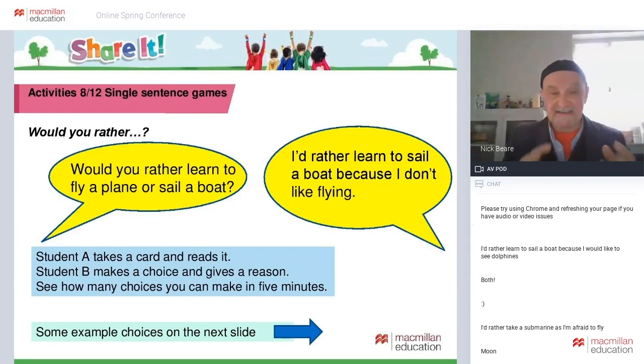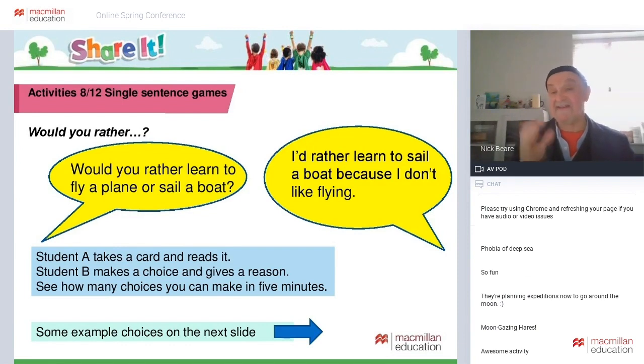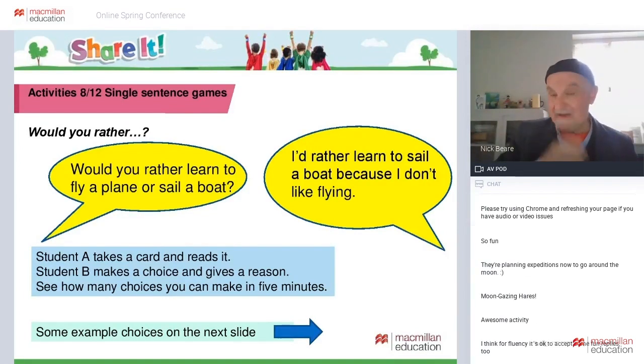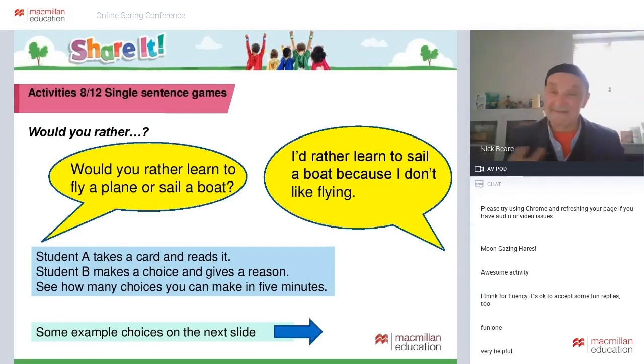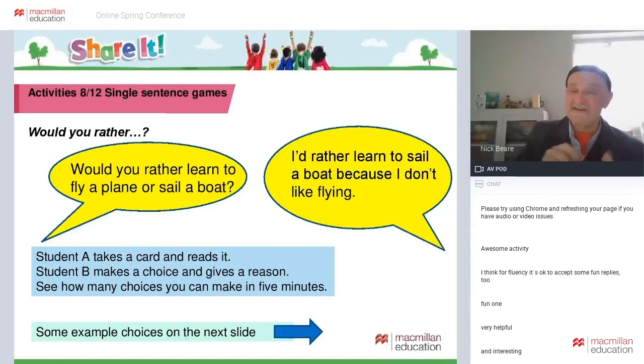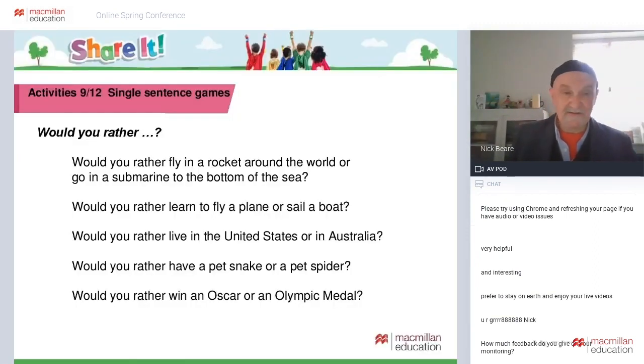Anyway, once again, it's got an element of competition in it, because you've got the students doing as many as they can. As it says here, see how many choices you can make in 5 minutes. At the end, you can go around and check how many they've done. As always with all these activities, keep circulating around the class so you can check that the students are doing them, because sometimes they don't. They're just flicking through the cards quickly. You can make sure they do the activity, and that way you can see who's the actual winner.